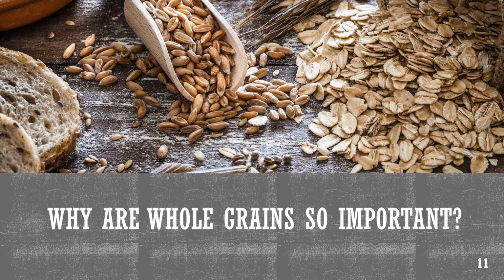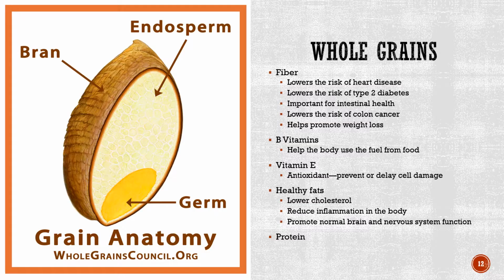Next, we'll talk about why whole grains are so important. Here we have another picture of a whole grain. And remember that bran, that outer layer, contains the fiber and the B vitamins. And the germ contains the B vitamins, vitamin E, and healthy fats. And it also contains protein. So fiber helps lower the risk of heart disease. It also lowers the risk of type 2 diabetes. It's important for gut health, and it lowers the risk of colon cancer. And it even helps promote weight loss.